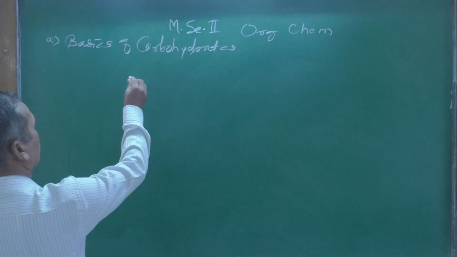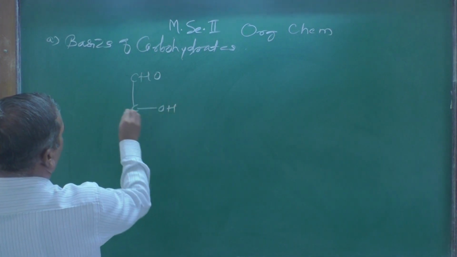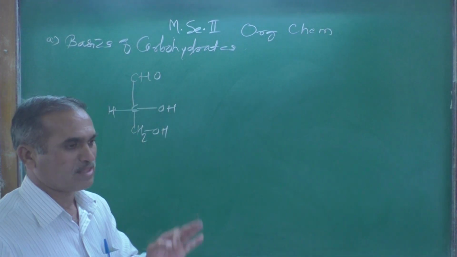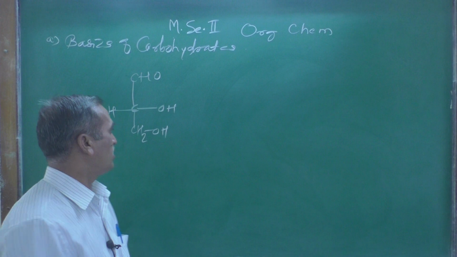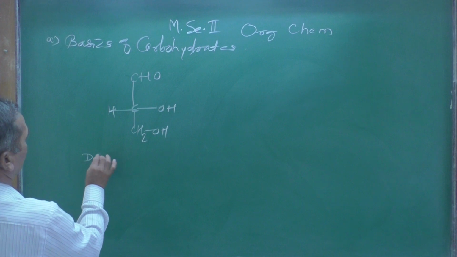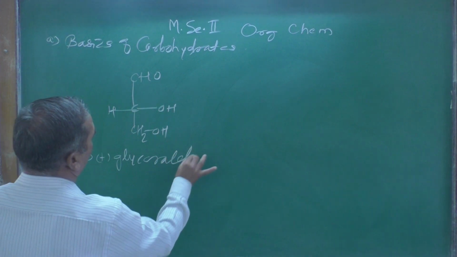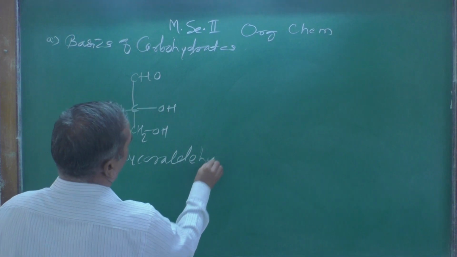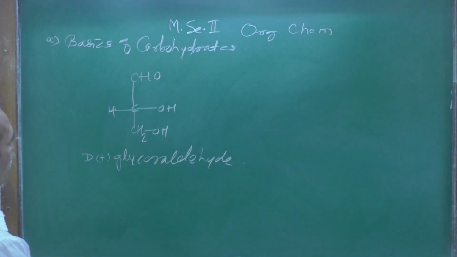So let us see, I think we already saw that one: CHO, then this carbon atom OH, and here hydrogen atom, then CH2OH. This is the simplest reference compound which we consider while studying carbohydrates. This is a reference compound. The name of this compound is D plus glyceraldehyde.